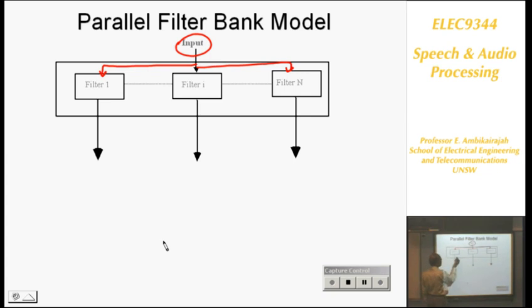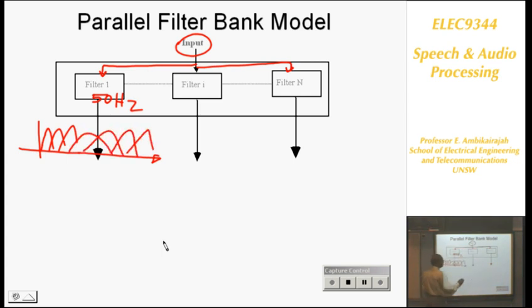And this is filter 1. What's the characteristic of filter 1? It is tuned at, for example, 50 Hertz. So we say this filter is a band pass filter tuned at 50 Hertz. Then this filter is a band pass filter tuned at 100 Hertz. The next filter is tuned at 200 Hertz, and so on. You can have as many filters as you want. And the last filter is tuned at 20 kilohertz.